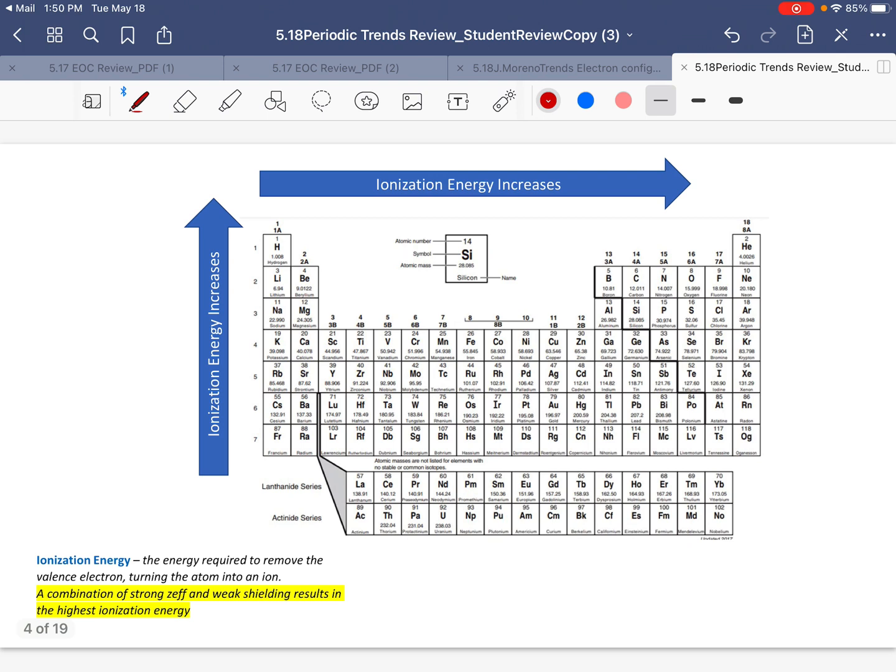Now let's connect them. Here we have ionization energy. Ionization energy is the energy required to remove a valence electron. Something special about ionization energy is that it includes the noble gases.